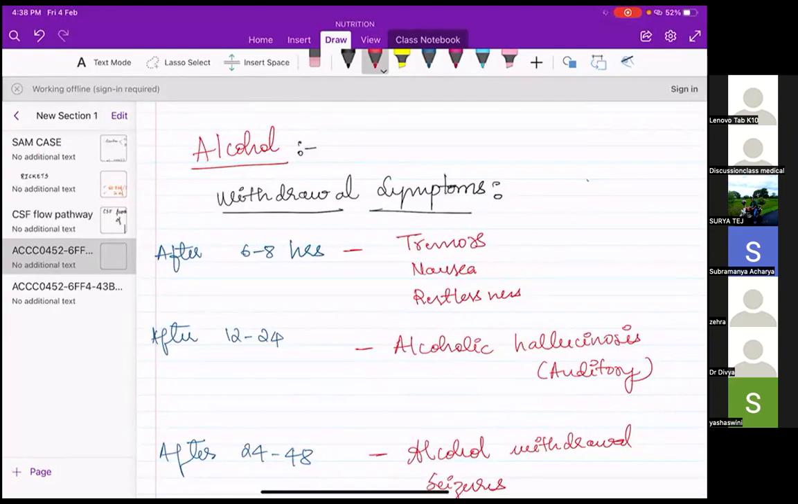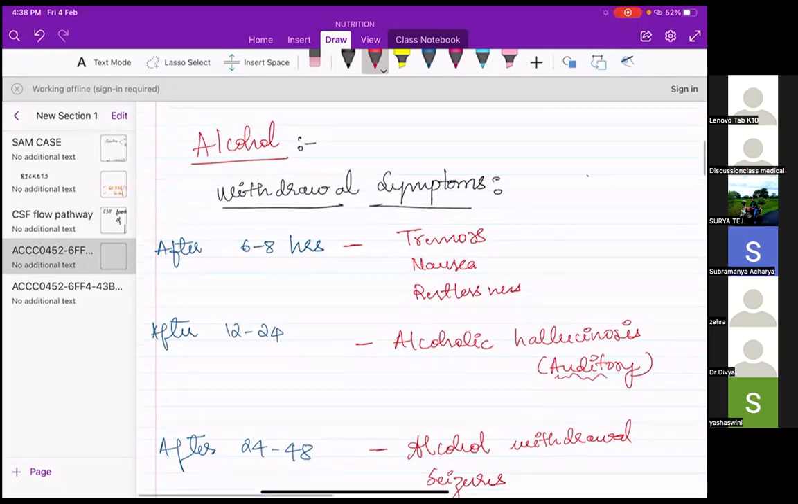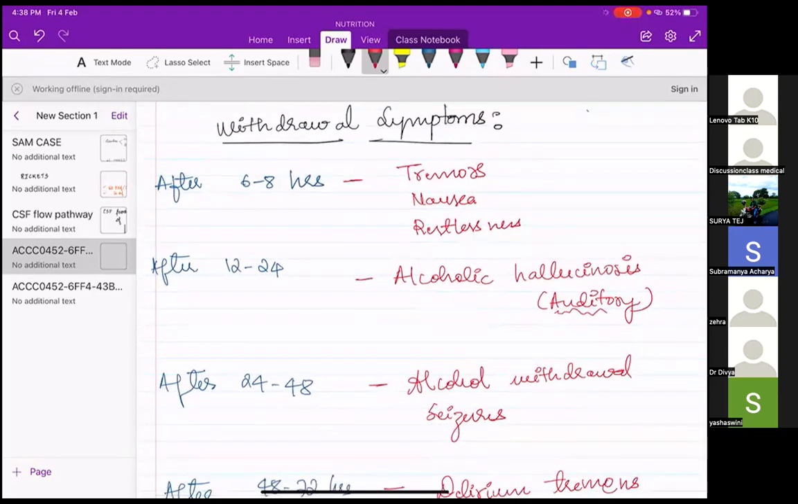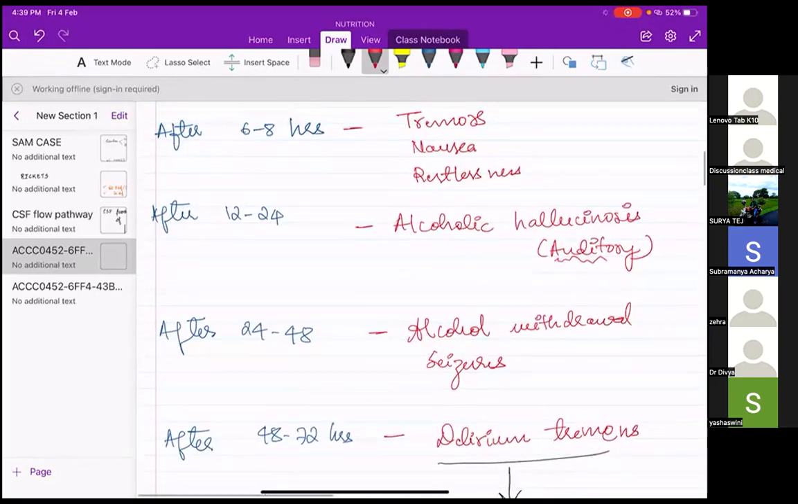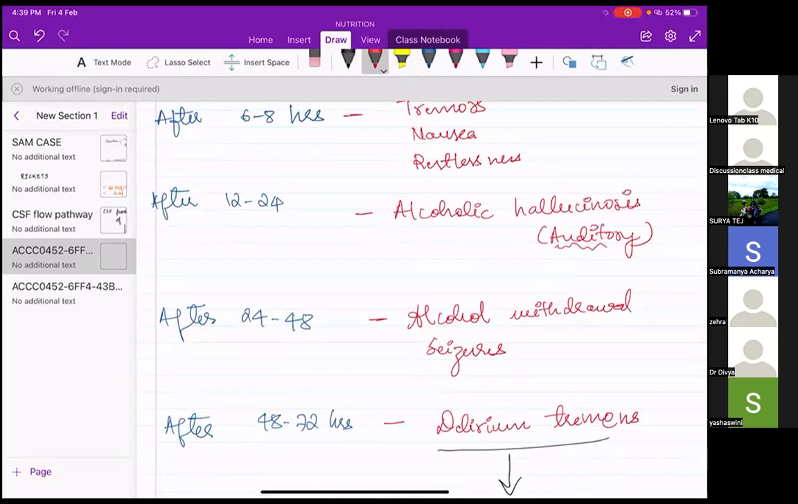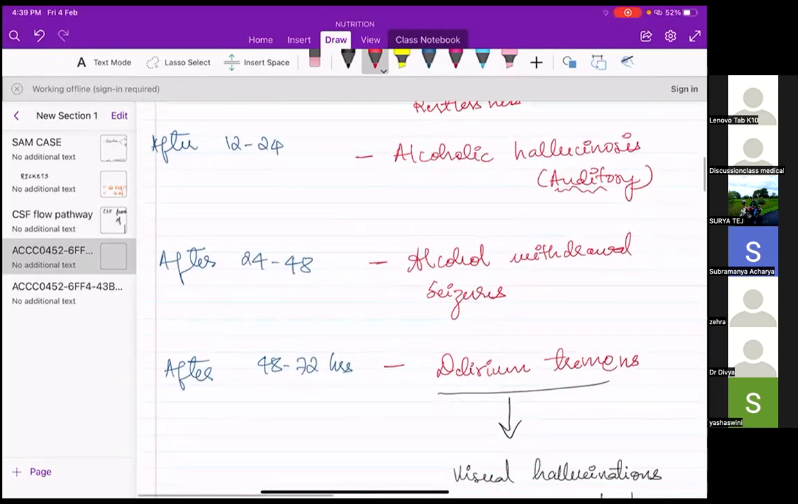If 6 to 8 hours have passed after my last alcohol drink, I'll present with tremors, nausea, and restlessness. If 12 to 24 hours have passed, I'll present with alcoholic hallucinosis, usually auditory hallucinosis. If 24 to 48 hours have passed, I'll present with alcohol withdrawal seizures. If 48 to 72 hours have passed, then I'll present with delirium tremens.